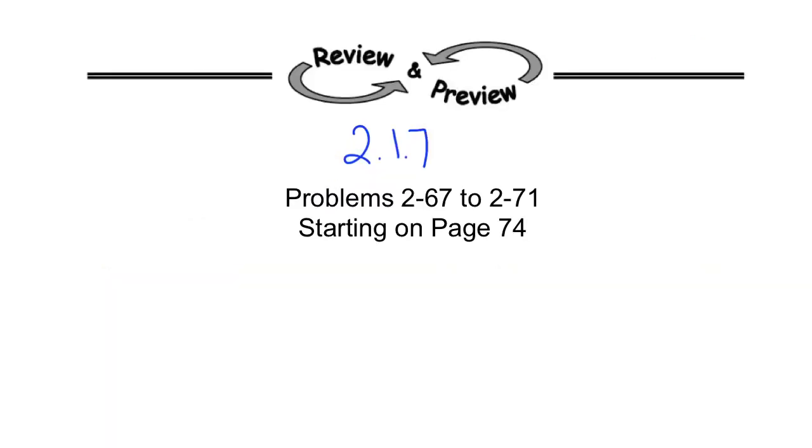Your assignment for lesson 2.7.1 is problems 2-67 through 2-71. If you're using your book, it starts on page 74.